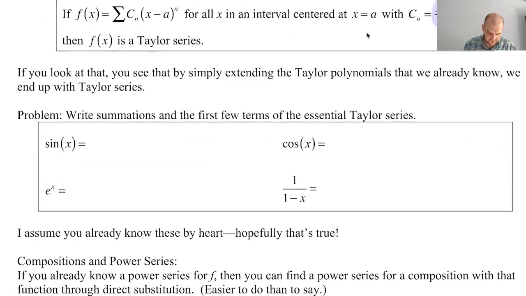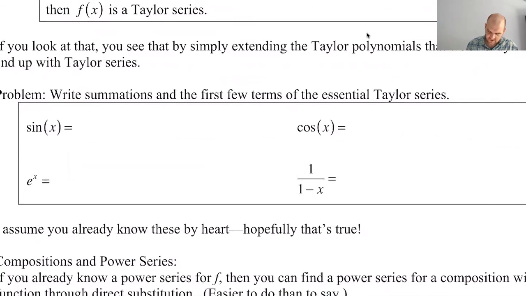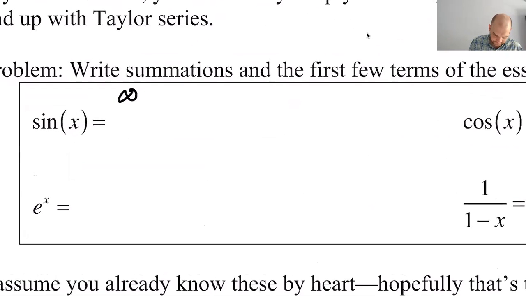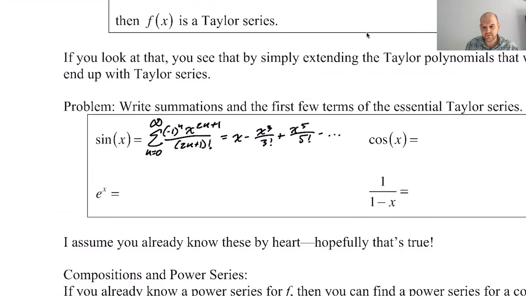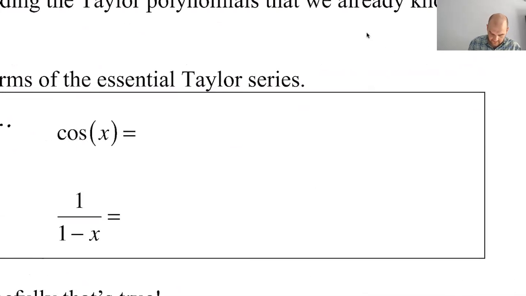All right, let's write down summations and the first few terms of the essential Taylor series. So these are the most important. Sine is an odd function, so it's going to be only odds. And what do odds look like? 2n plus 1. So the sum of negative 1 to the n, x to the 2n plus 1 over (2n plus 1) factorial, is x minus x cubed over 3 factorial plus x to the 5th over 5 factorial minus dot, dot, dot. It goes forever.